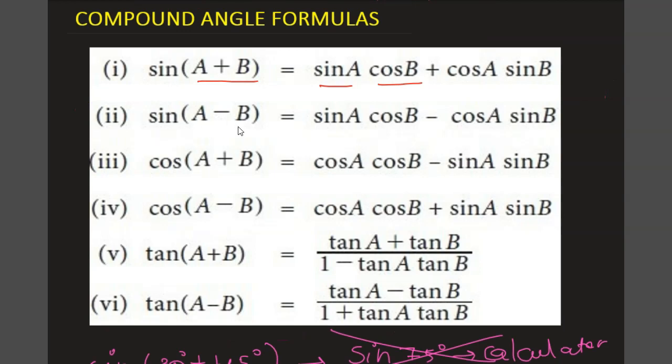Similarly, we can use other formulas too. If we are given two angles as a difference, then we can apply this formula, sine A cos B minus cos A sine B. If we are asked to find the cosine ratio of two angles with a plus sign, then we use cos A cos B minus sine A sine B, and so on. So this is how we basically use these formulas. These formulas are supposed to be learned depending upon school to school.